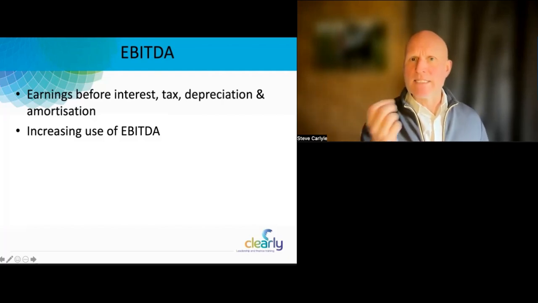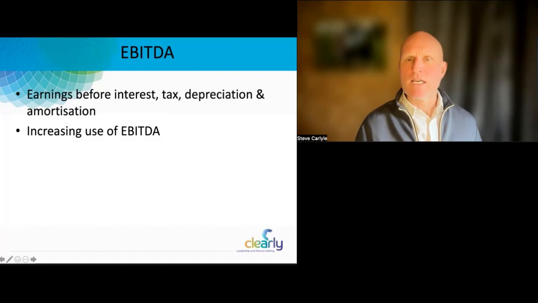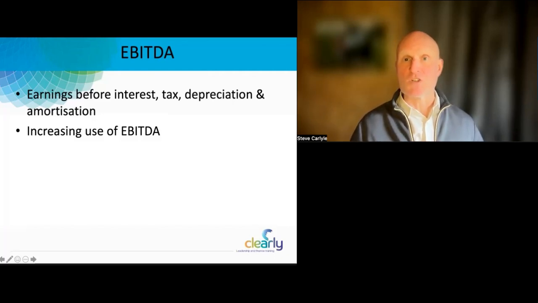So some academic came up with the idea, why don't we send managers a set of management accounts that doesn't show the depreciation in? So it just shows the income and the expenses that they can control. And then instead of showing the operating profit at the bottom of that management account, we're showing the operating profit before deducting depreciation and amortization.